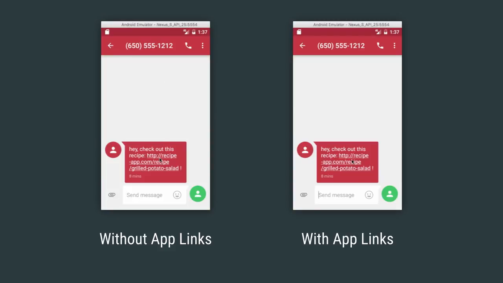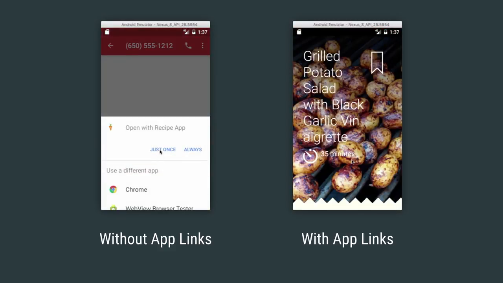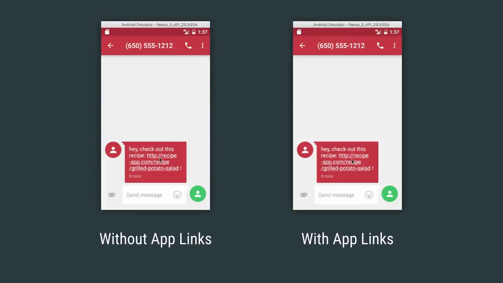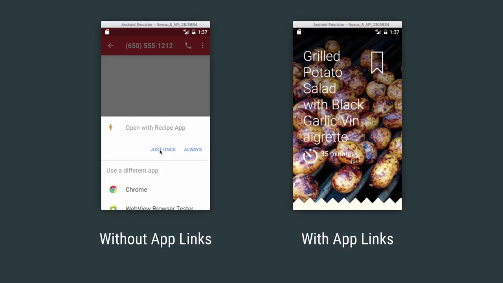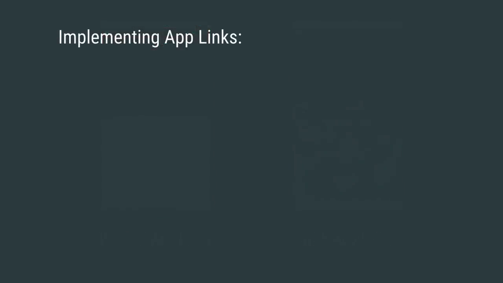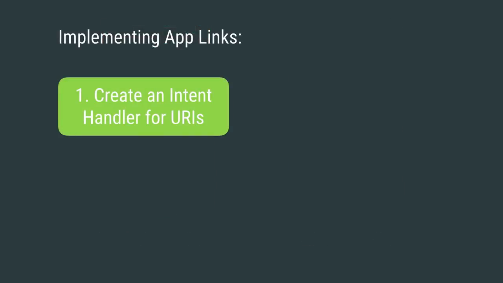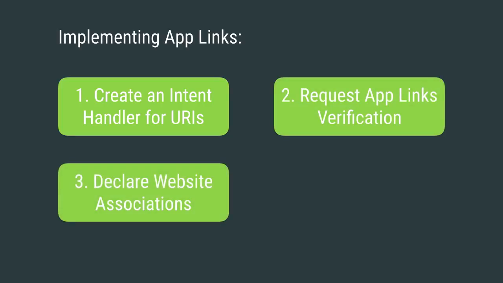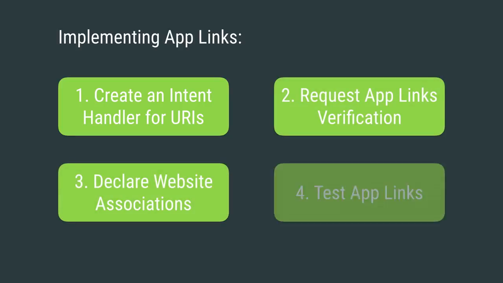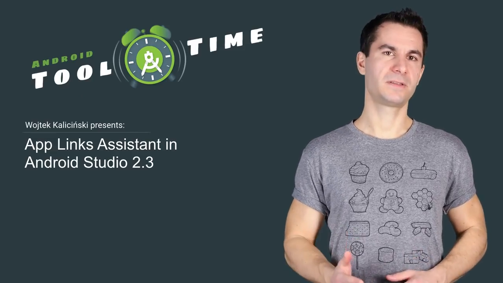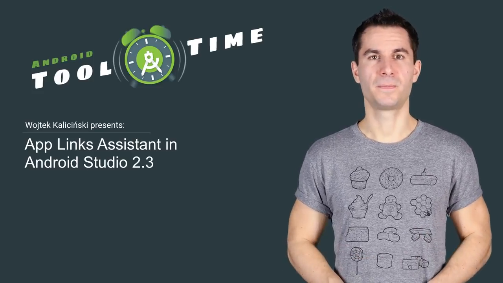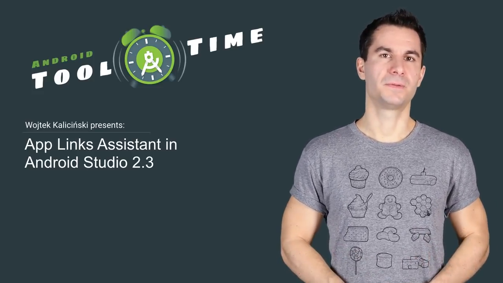From that moment forward, whenever a user clicks on a URL containing this domain, your app will open automatically without showing the disambiguation dialog. I remember that in order to make this API work, I had to make many small changes in different parts of my app, which is why I was very curious when I heard about the new AppLinks assistant that is part of the Android Studio 2.3 release. Its promise? To add AppLinks support in your project with just a few clicks, without leaving the IDE. Let's see how that works out.